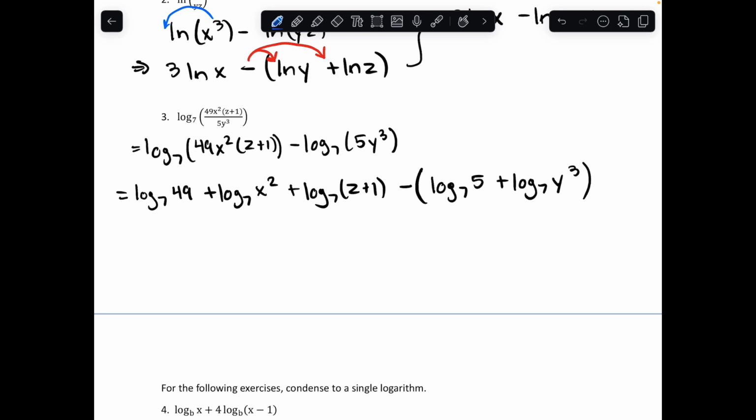Now we see there's going to be some exponents in here that we can drag down in front, so this 2 goes there, and this 3 is going to go down in front over here. We also need to take note that this negative sign is going to distribute to both of these pieces.